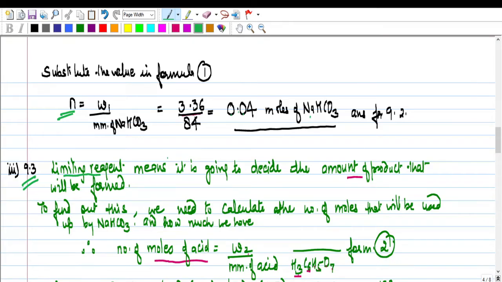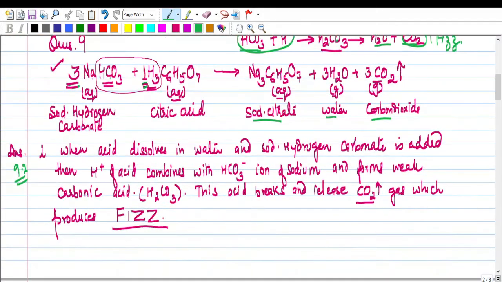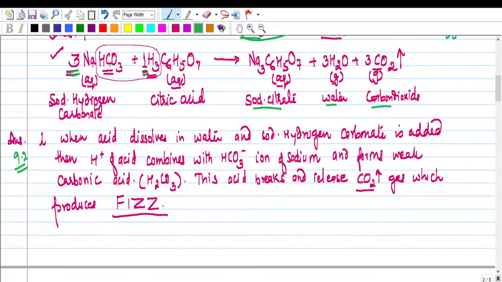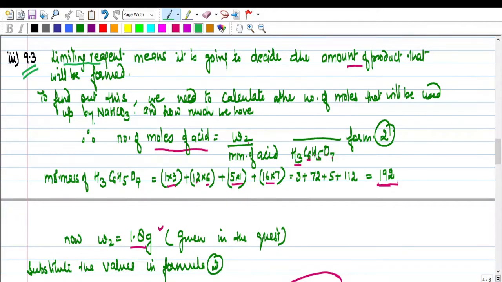Now the question says you have to find out the moles of limiting reagent. Now there are two. How will you know which one is limiting? Look here, this is the equation. This is one and this is the second. So to know which one is limiting, we calculate the number of moles. These are molecules, so we convert them into moles and we find out.